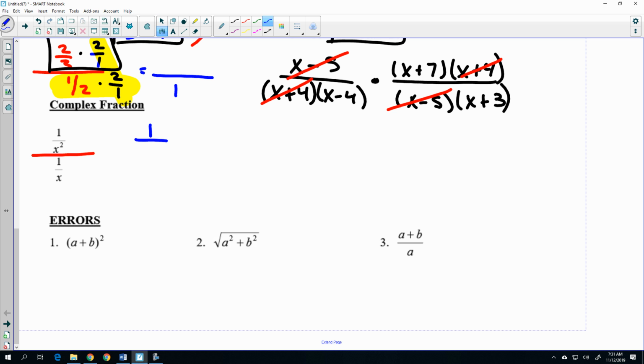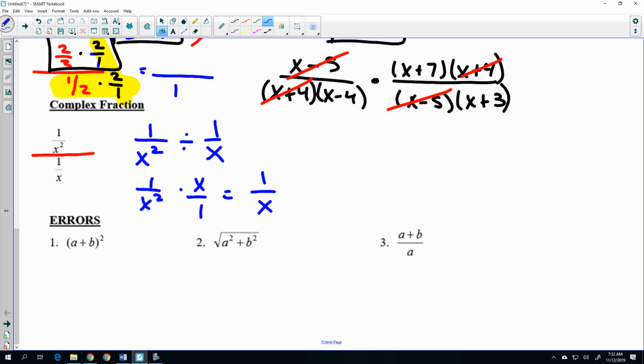So I could do it a couple ways. I could go 1 over x squared divided by 1 over x. Would you agree with that? Which would then tell me to do what? Oops, excuse me. You want to flip which one? The second one, right? And then what could I do with that? Could I reduce this one? And how would I reduce it? Okay?